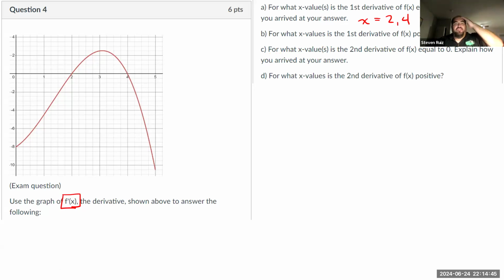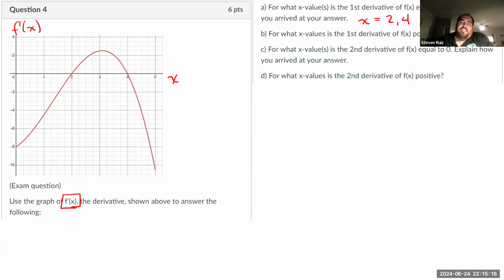So the second derivative of f, that's f double prime. I am looking at a graph of f single prime. How is f double prime related to f single prime? Well, the second derivative, f double prime, is the first derivative of f prime. So I want to know where this function has positive slopes, or in other words, where is this function increasing?